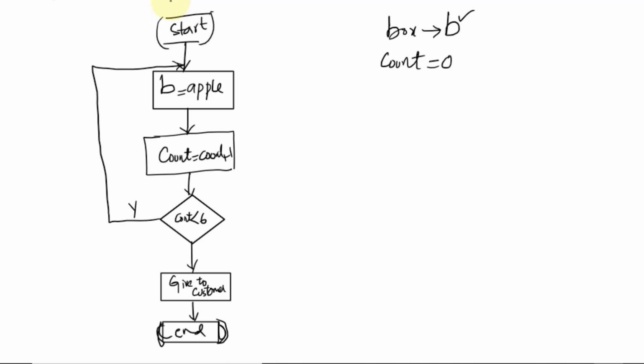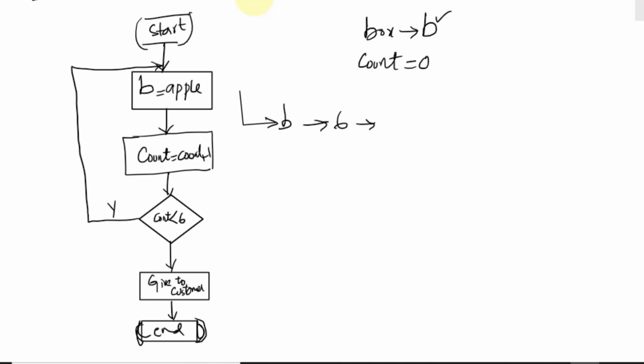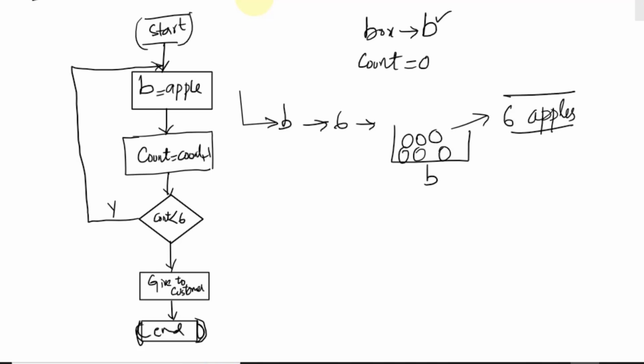So that is basically the flowchart, which portrays the repetition of a process. Here this process of putting the apples inside the box B will be repeated 6 times until the box B contains 6 apples. That repetition is what is called the loop.